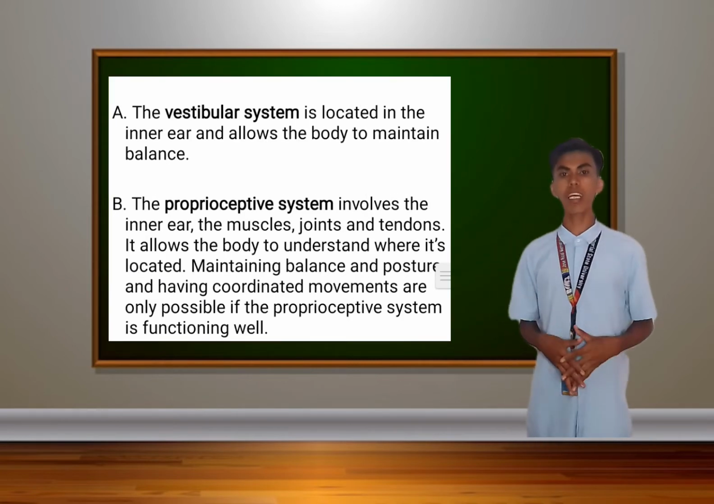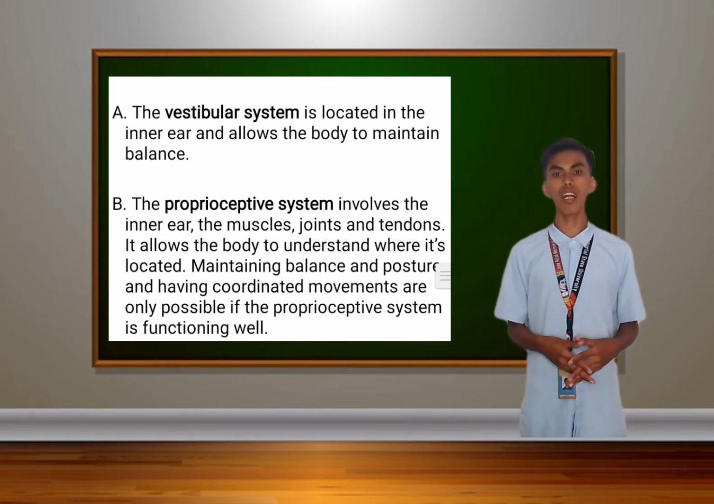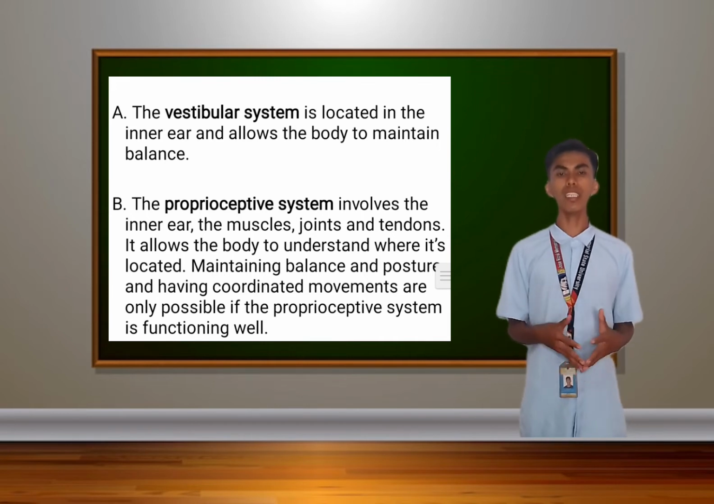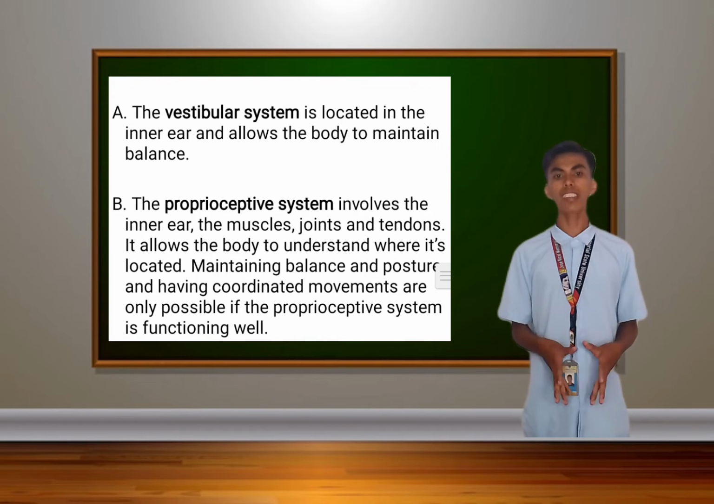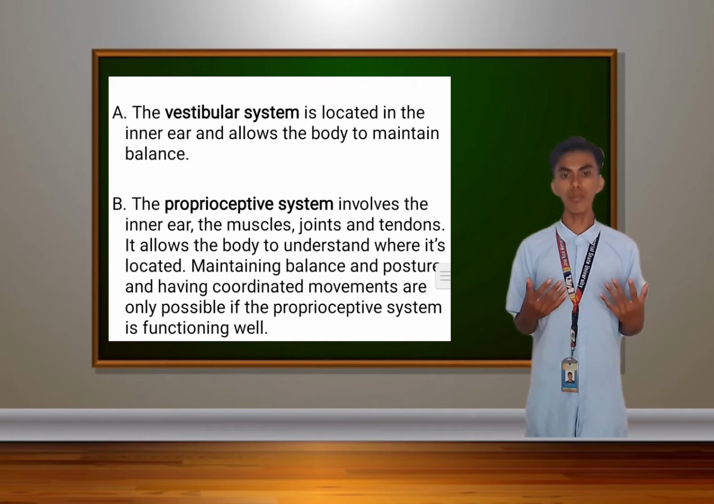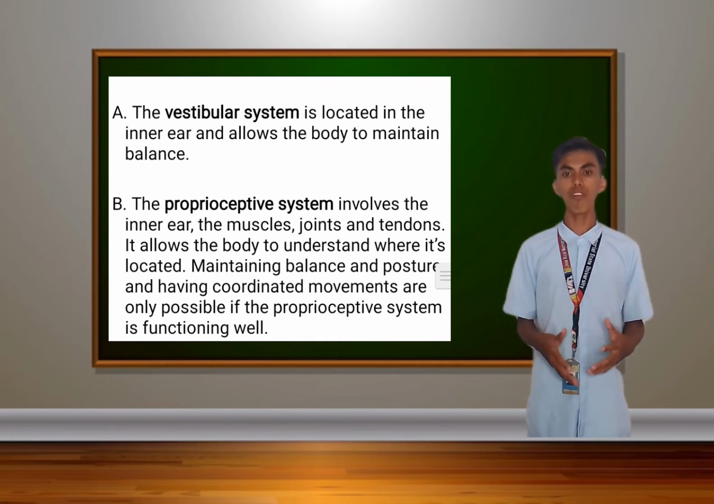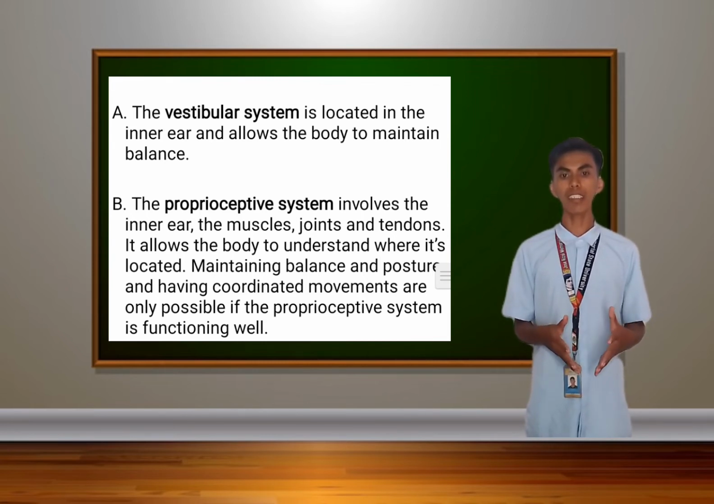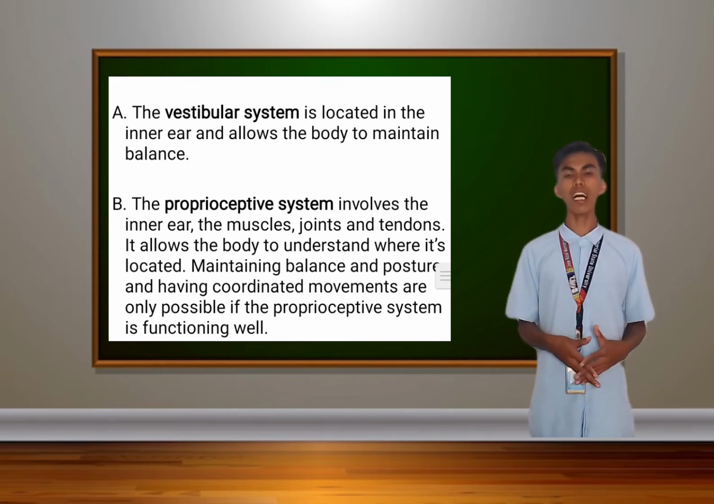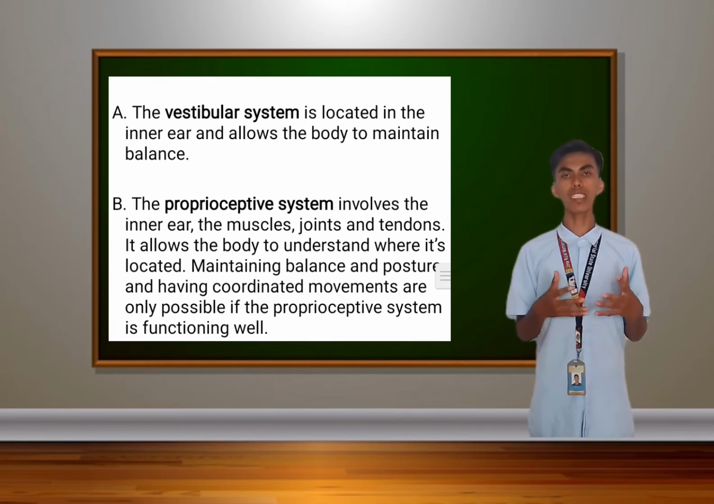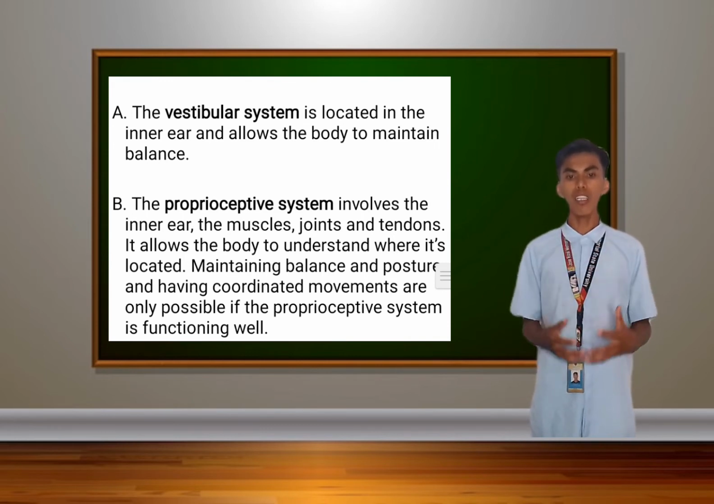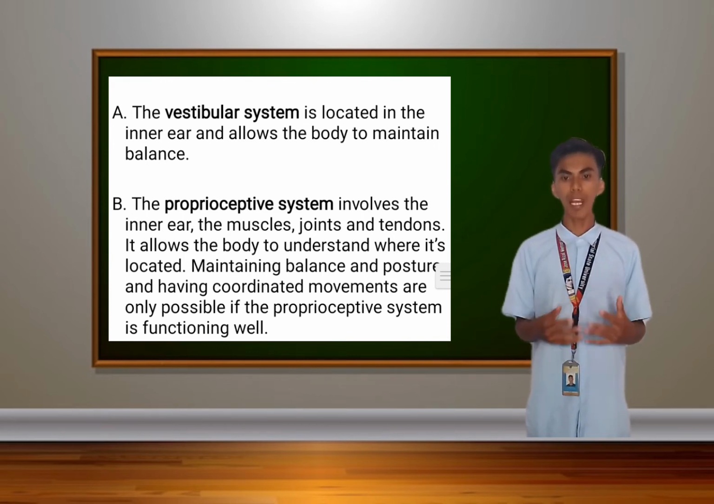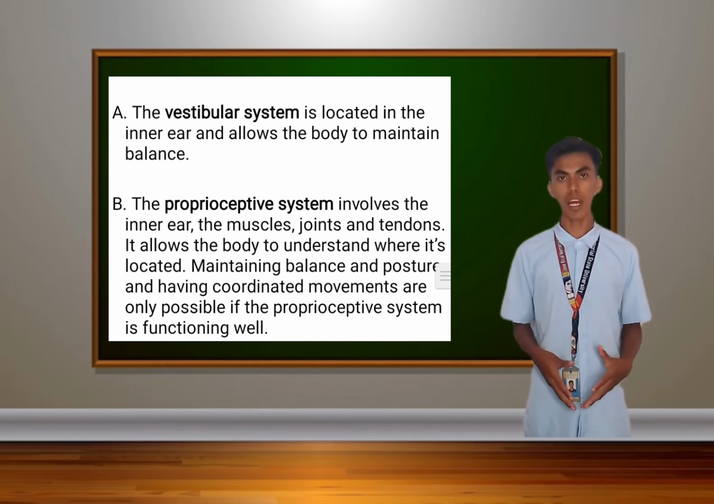What is the vestibular system? The vestibular system is located in the inner ear and allows the body to maintain balance. Next, the proprioceptive system involves the inner ear, the muscles, joints, and tendons. It allows the body to understand where it's located, maintaining balance and posture, and having coordination. Movements are only possible if the proprioceptive system is functioning well.